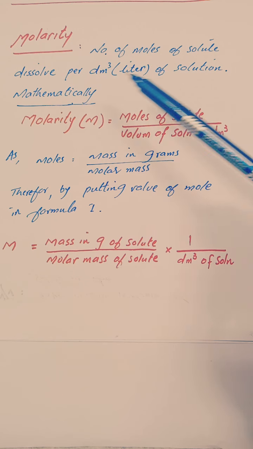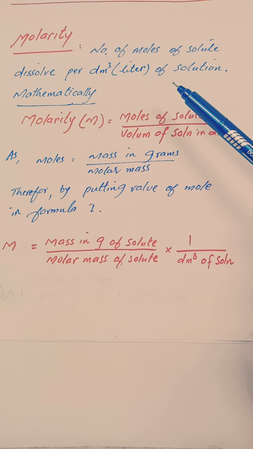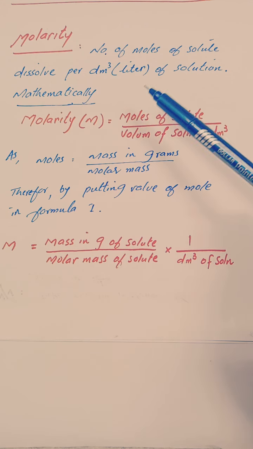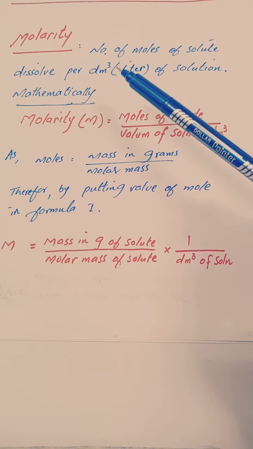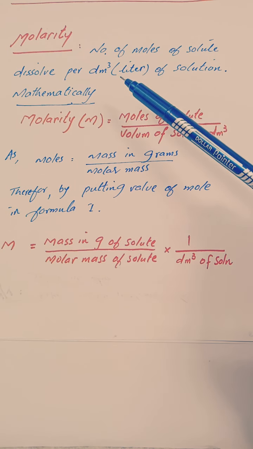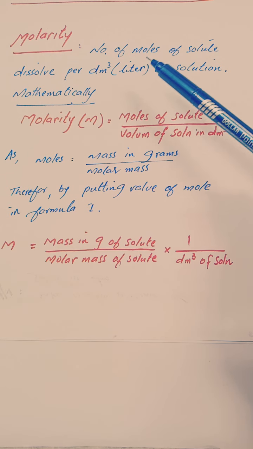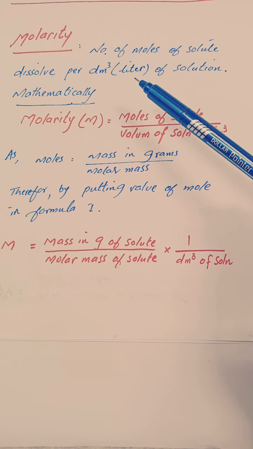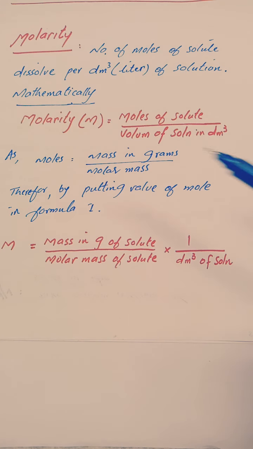It is the number of moles of solute dissolved per decimeter cube of solution, or it is the number of moles of solute dissolved per liter of solution. We have to find out how many moles of a particular solute have been dissolved in each liter of a solution. So the moles of solute dissolved per decimeter cube or per liter of a solution is called molarity.